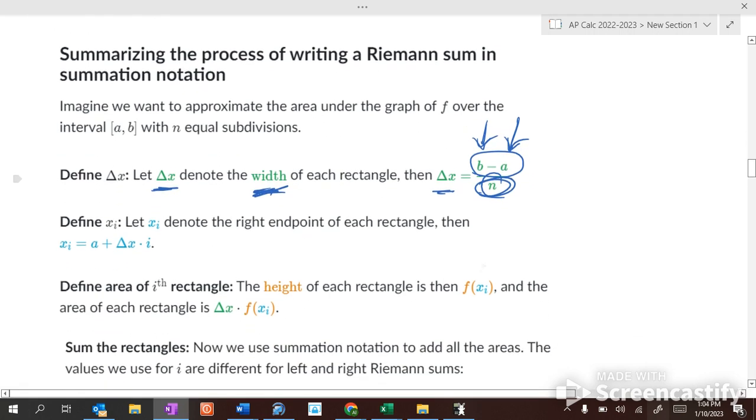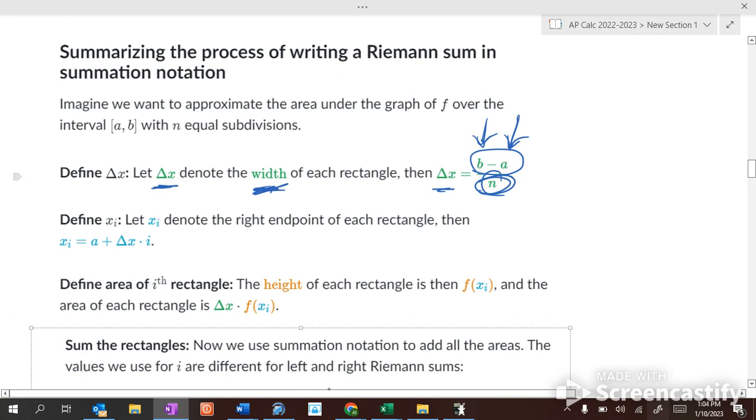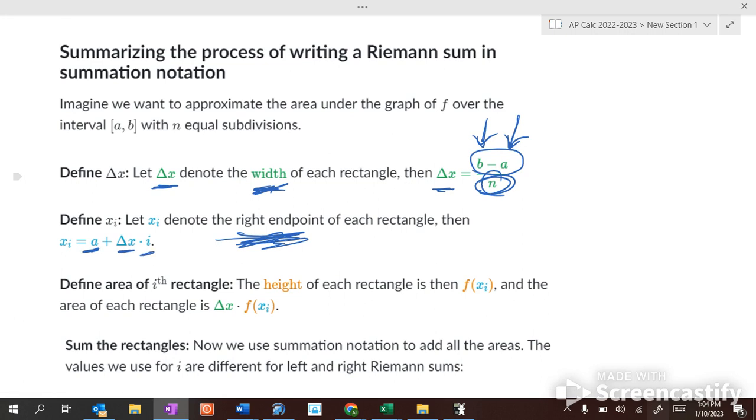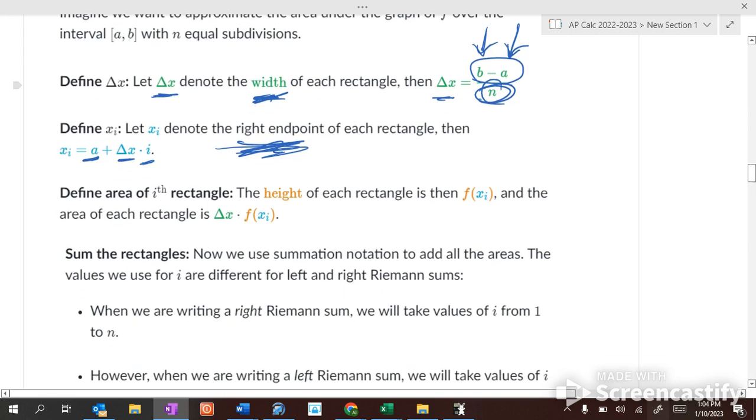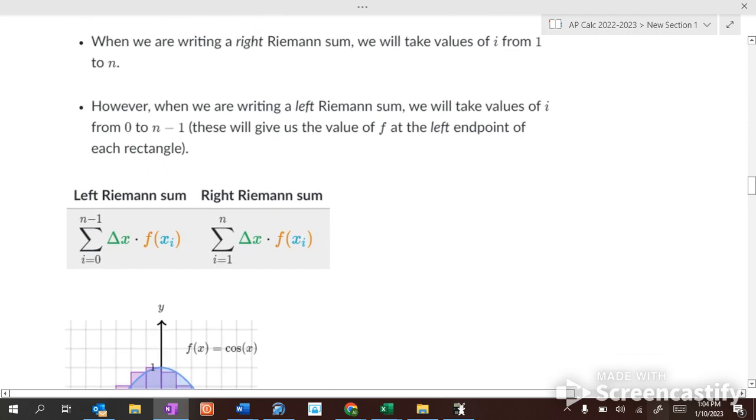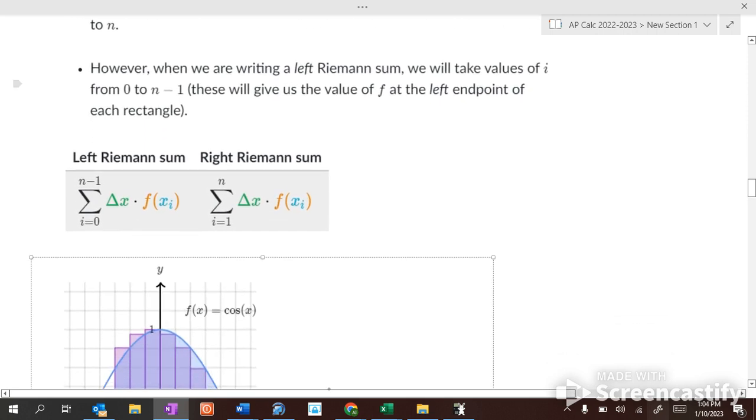Okay? And then we have to figure out if it's a right Riemann sum where the right endpoint is wherever we start plus how much we move by times which rectangle it is. Okay? So then we get the height of the rectangle, and the width times the height is our area. And then we put that sum and we make it into a Riemann sum. Here's our right Riemann sum.